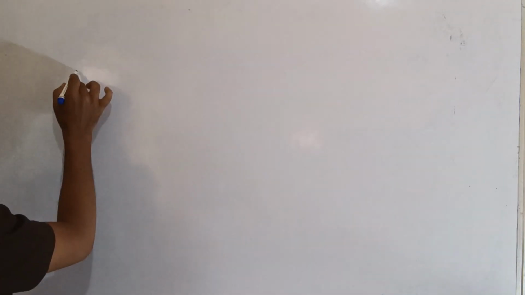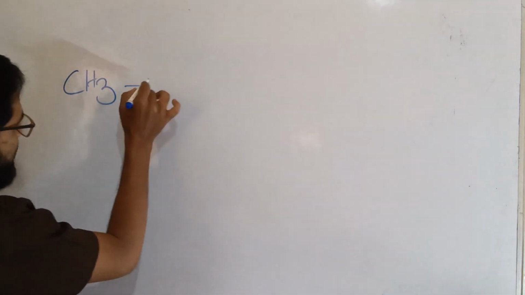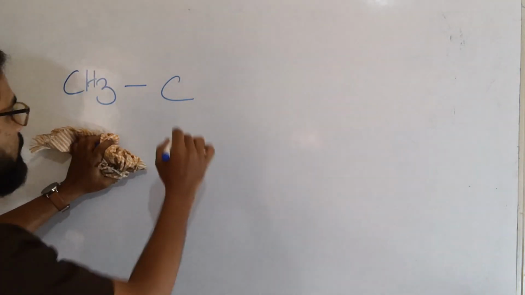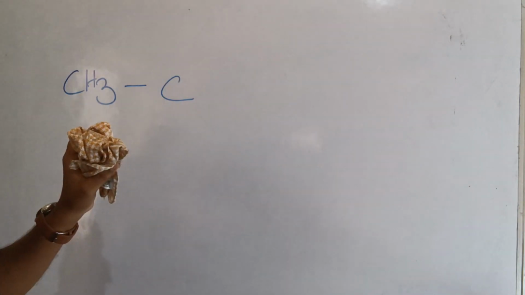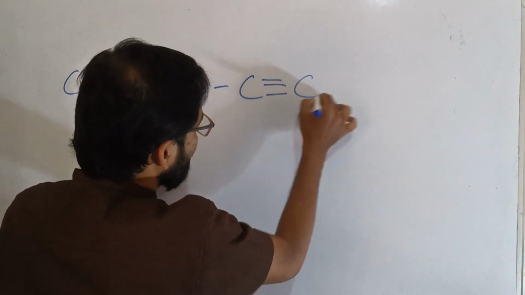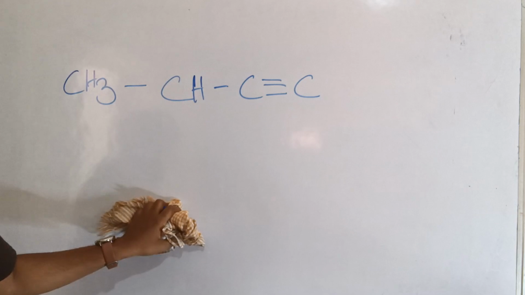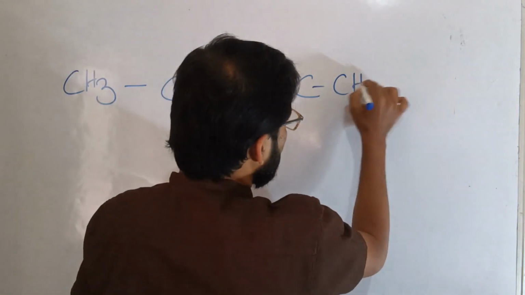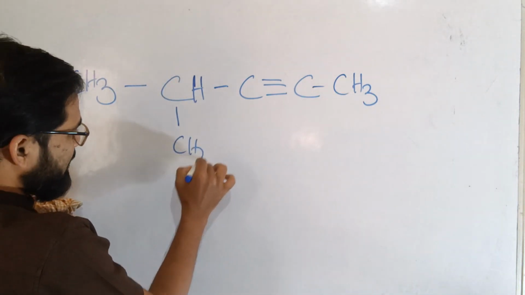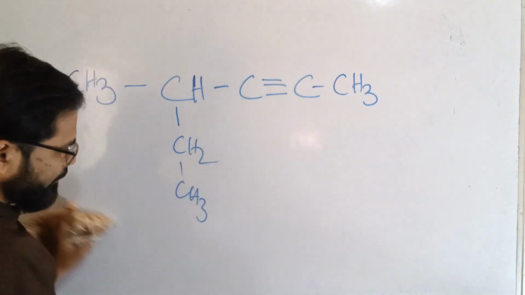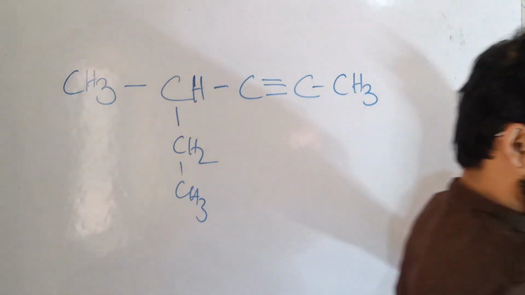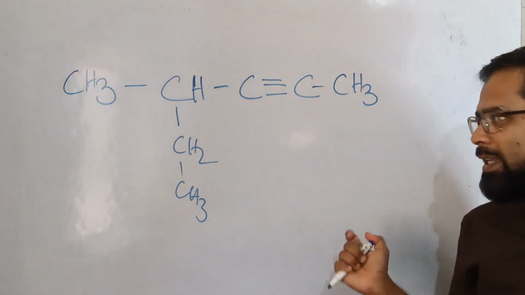So the first example here: CH3, C, triple bond, C, then here CH3, and here CH2, CH3. Try this one. What will be the name?